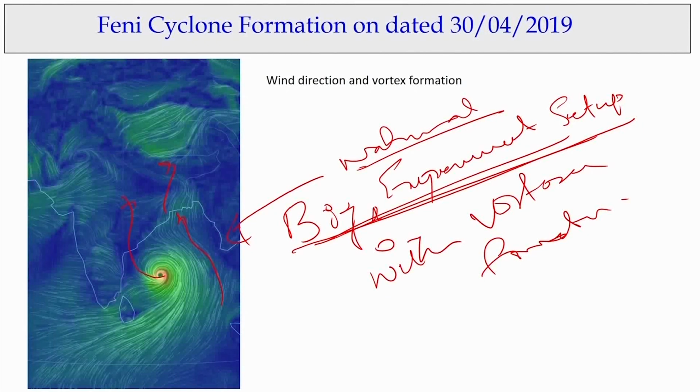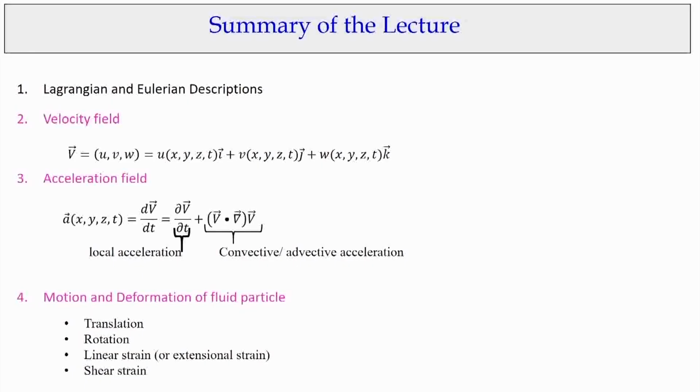But today we are fortunate enough to see the process at different scales, from smaller scales to much bigger scales. With this, let me finish this lecture by showing you the summary as I told you earlier. In today's lecture I spent a lot of time helping you understand the difference between the Lagrangian and Eulerian descriptions. And we talked about the velocity field and the acceleration field.